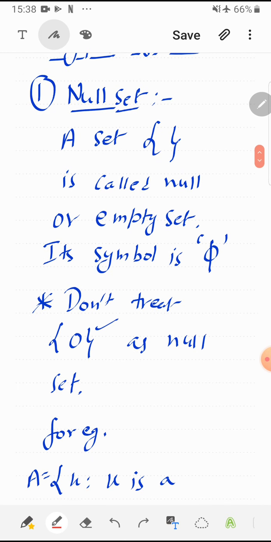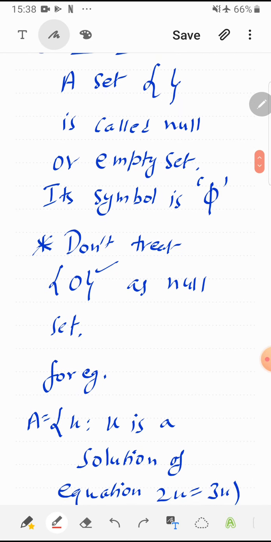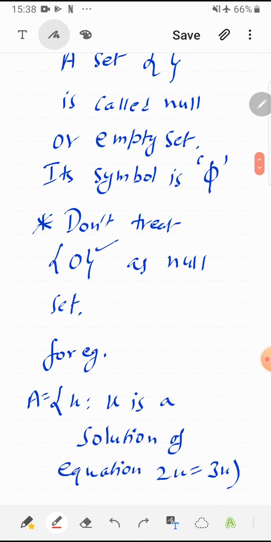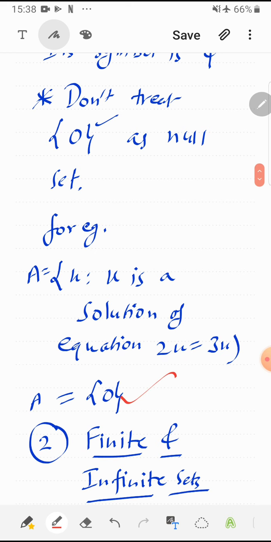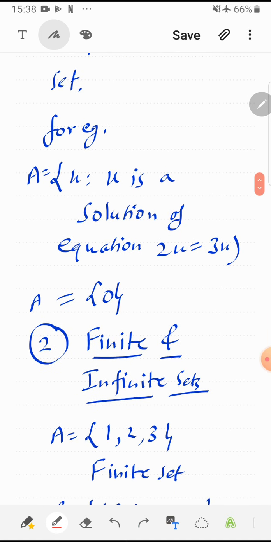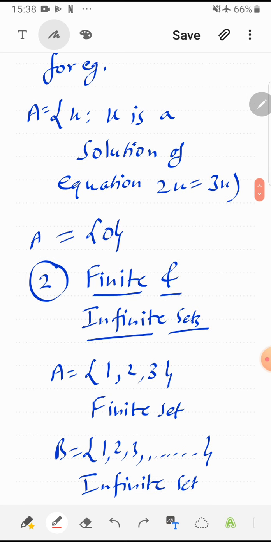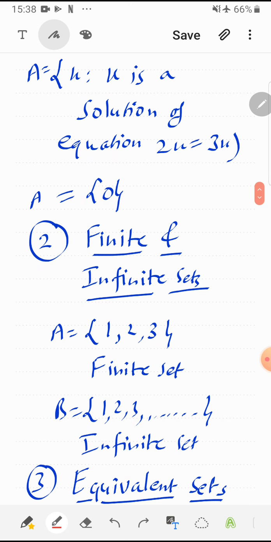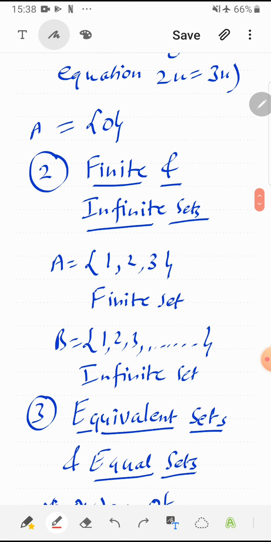We can understand this with an example. Suppose A is a set such that x is a solution of the equation 2x is equal to 3x. Obviously 0 satisfies this equation, so the roster form of this set is singleton 0, so it is not a null set. Next are finite and infinite sets. It's simple. A finite set has a finite number of elements, and an infinite set has an infinite number of elements. Next are equivalent sets and equal sets.